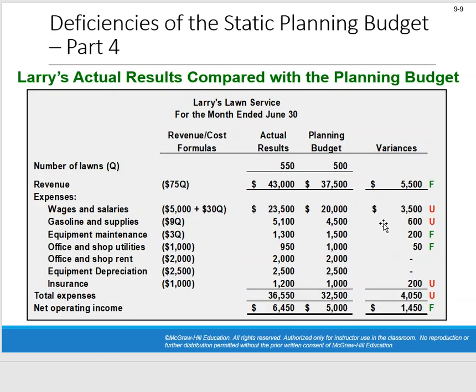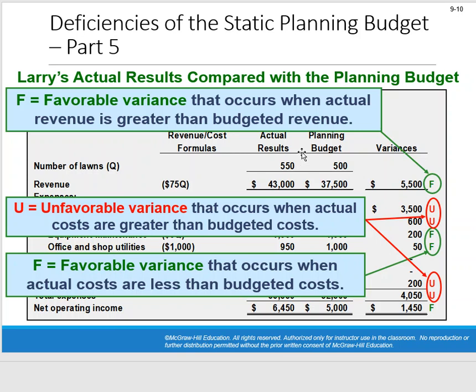So when we put these side by side, we're looking at actual versus planning or static budget, and we've put them side by side and put our variances over here. So we have a revenue variance of 5,500. We've got wages and salaries with a variance of 3,500. What are all these letters over here? FU, UFF, UUF. I hope you're thinking what I'm thinking. F and U stand for favorable and unfavorable.